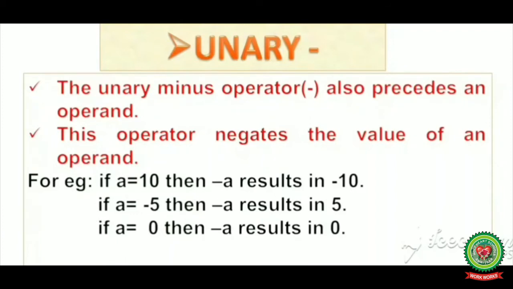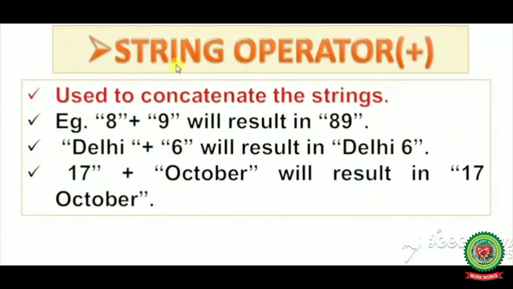Clear students? Now our next operator is the string operator, and it is shown with the plus sign, used to concatenate the strings. Concatenate means join, and how can we say that these are strings? When they are stored in double quotes. Example, "8" in double quotes plus "9" in double quotes will result in 89. Clear? Means when our value is in double quotes, this is a message, this is a string.